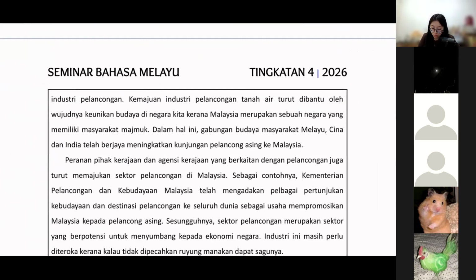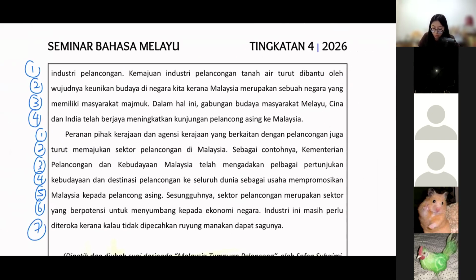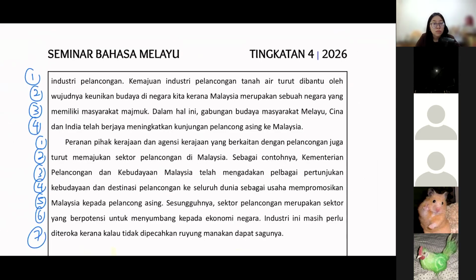Okay, now here. Which line is your answer? Number 2. Wujudnya, okay, yes, correct. This one I need kerana because it's too short. Because you want to explain Malaysia is one of the countries that owns diversity of society. So this is number 6.